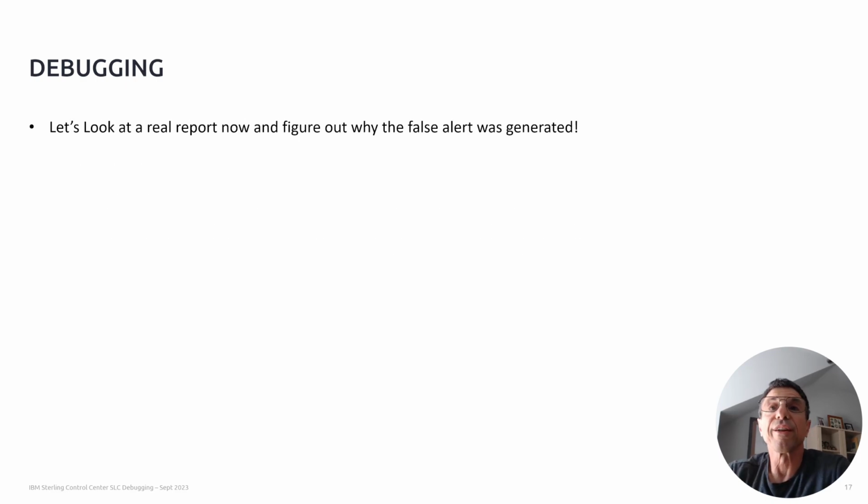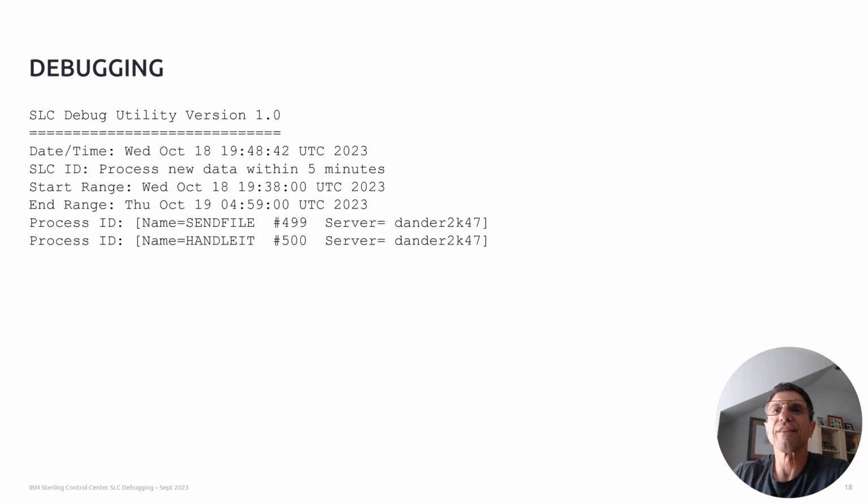So now let's look at a real report and see if we can figure out why a false alert was generated. So this is what you'll see at the top of the report. It's got the date time when the report was run. It's got the name of the SLC that you gave when you ran the report, as well as the start and end range and the process information that you gave to the report.